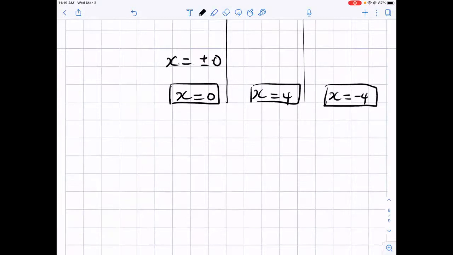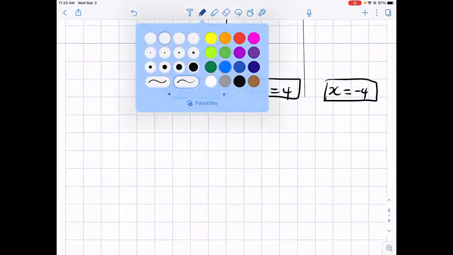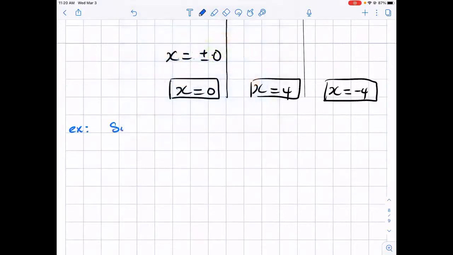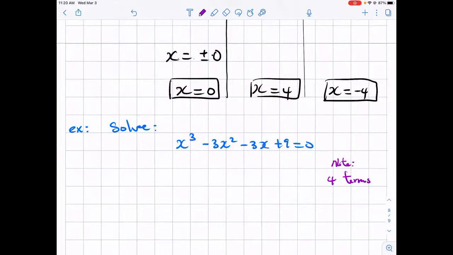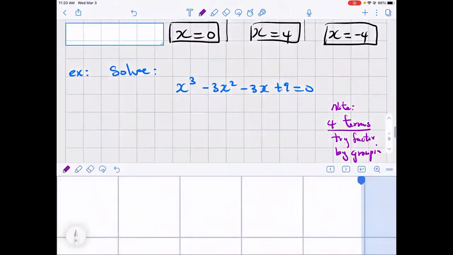So with polynomials of higher degree, you want to break it down to see if you can factor. Okay, let's look at another example. Solve x cubed minus 3x squared minus 3x plus 9 is equal to 0. Note, you should recall, we have 4 terms here, so we can try factoring by grouping. It may work.